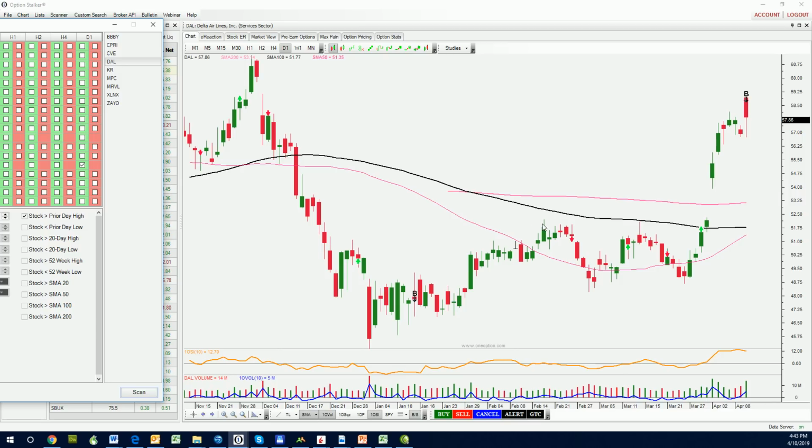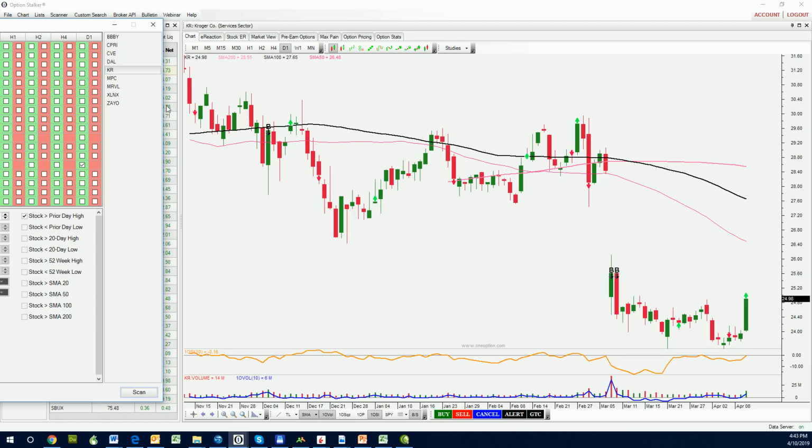Here we've got DAL, Delta Airlines, announced before the open. They liked the number, but they sold it all day. If it can hold this breakout right here, it might be a decent stock to buy, but airlines, I don't know. I just find them to be very, very volatile. And with rising energy prices, their costs are going to go up, and that will impact their profit margins.